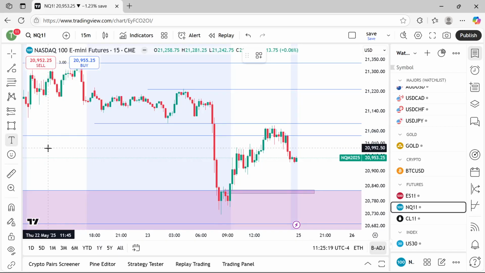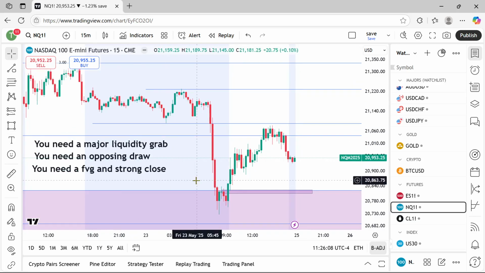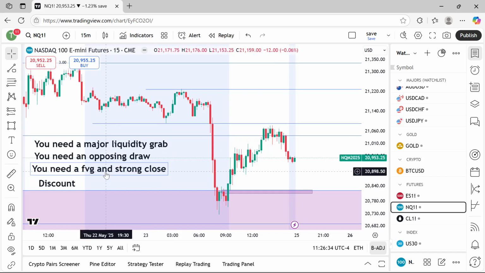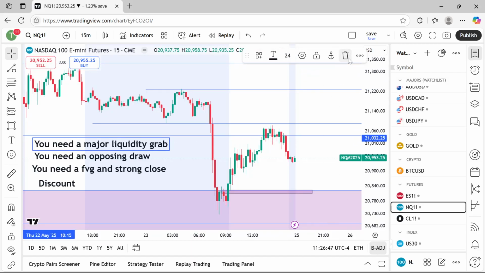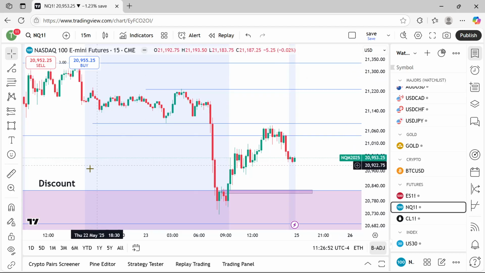What do we need for a high probability shift? Let's go over the list real quick. Number one, you need a major liquidity grab. You need an opposing draw. You need a fair value gap, and you need a strong close on the displacement leg that creates the shift. And I'm going to throw one more in here as well: discount. Of course, I'm going to dig deeper into all of this so you're going to know what it means. I'm just giving you that list for starters as a checklist. So for starters, we need a major liquidity grab. I think most people understand the major liquidity grab. It's the opposing draw, discount, all this stuff where folks get a little bit lost. But we're going to talk about the major liquidity grab first.